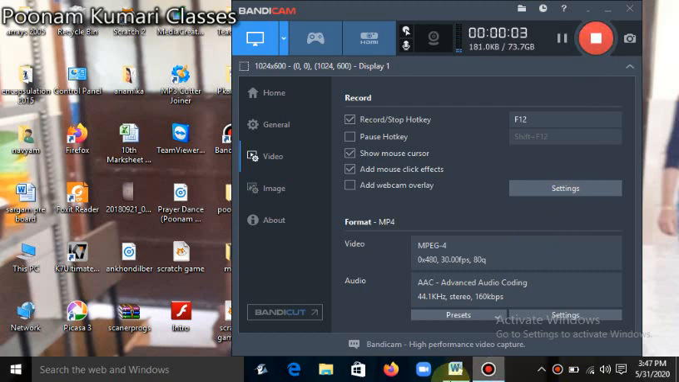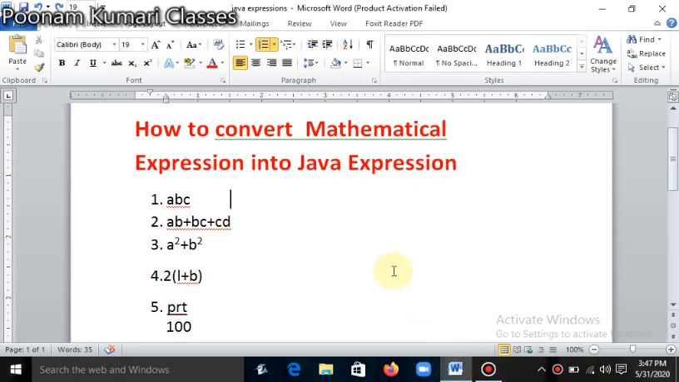Hello 9th class students. Today I am going to explain how to convert mathematical expressions into Java expressions. This is given as a question in your book, in unit 7 on page number 9090, third question. So how to solve these types of questions? Now I am going to explain a few examples. After looking at these examples, you also try to solve the third part of the exercise which is given in unit 7.